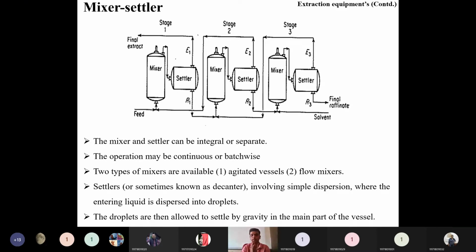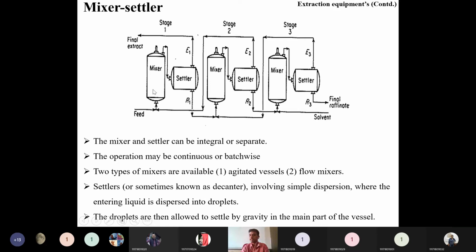This happens in the mixer settler setup. It can be operated batch wise as well as continuously. The mixers may be agitated vessels or flow mixers, where due to flow between the two liquids the mixing can happen. We may also supply agitation with baffle equipment. Settlers are sometimes called decanters, involving simple dispersion, where the entering liquid is dispersed into droplets. The droplets are then allowed to settle by gravity in the main part of the vessel.